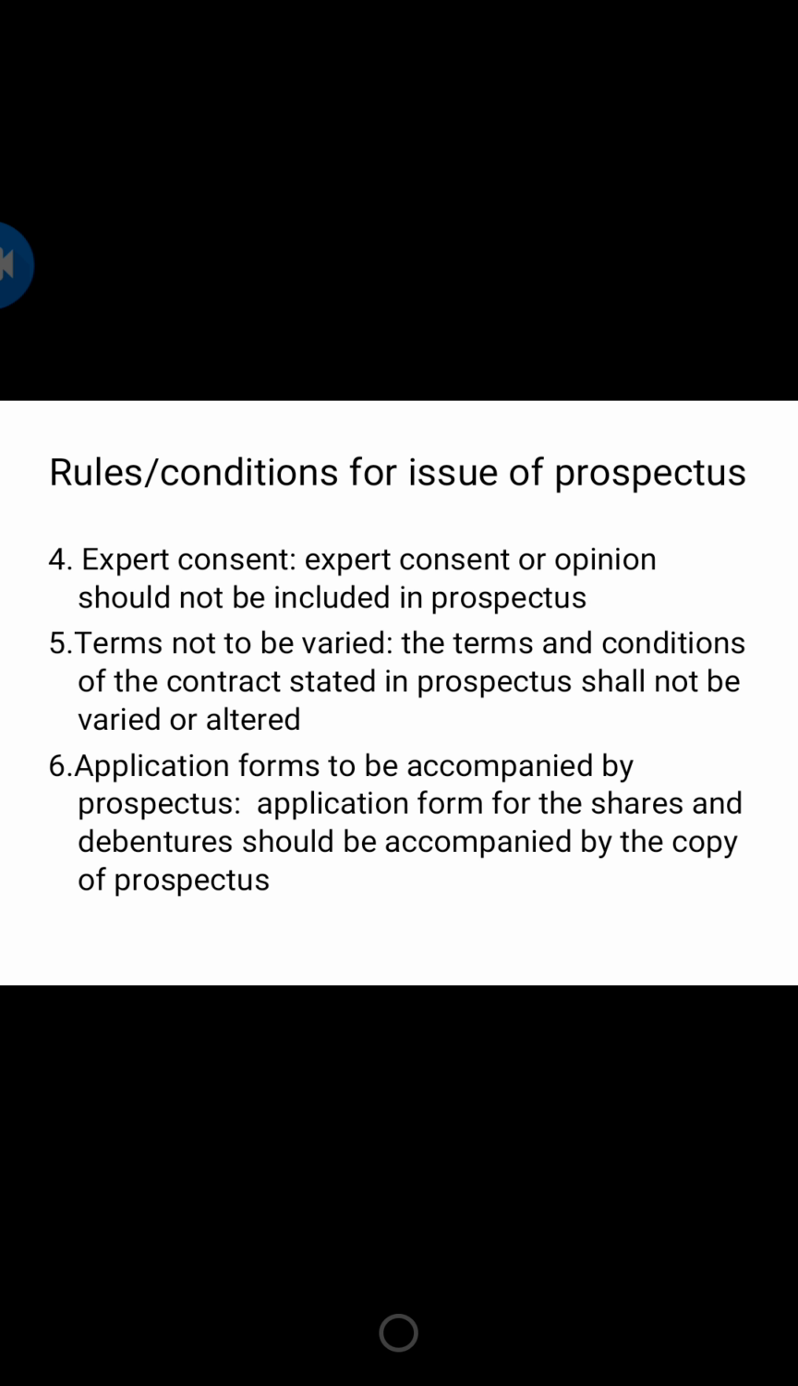The next is application forms to be accompanied by a copy of prospectus. Which means every form of application for subscribing the shares and debentures of the company shall not be issued unless it is accompanied by a prospectus or an abridged prospectus, unless the offer or invitation has not been made to the public. So no company shall issue the form of shares and debentures unless such form is accompanied by a copy of the prospectus. However, this condition may be ignored if the application form is issued for underwriters. Suppose the application form is issued for the underwriters, you can ignore this.